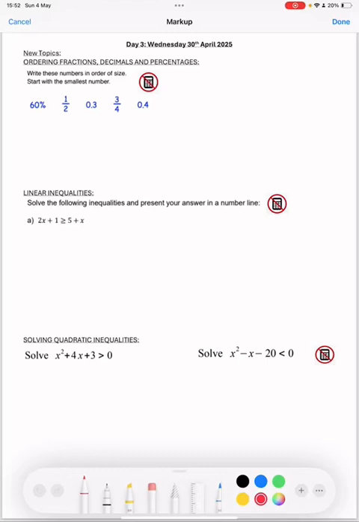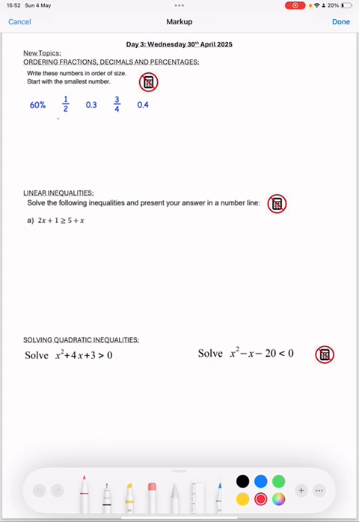Wednesday the 30th of April, and the new topics are ordering fractions and decimals, linear inequalities, and solving quadratic inequalities. So when we have a question where we have to order fractions and decimals, we want to convert them to the same thing to start. I prefer to convert them to percentages, but it doesn't really matter.